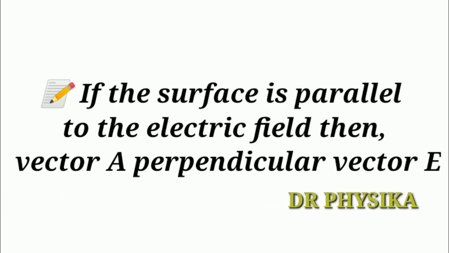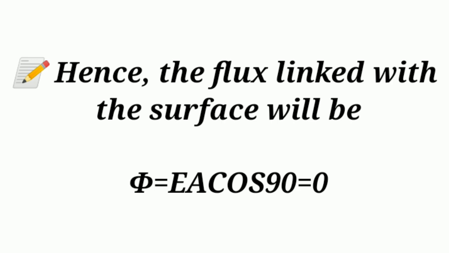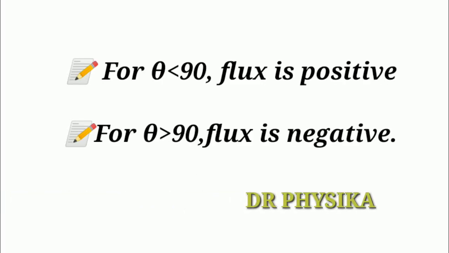If the surface is parallel to the electric field, then vector A is perpendicular to vector E. Hence, the flux linked with the surface will be phi equals E A cos 90 degrees, equal to 0. If theta is less than 90 degrees, flux is positive, and if theta is greater than 90 degrees, flux is negative.